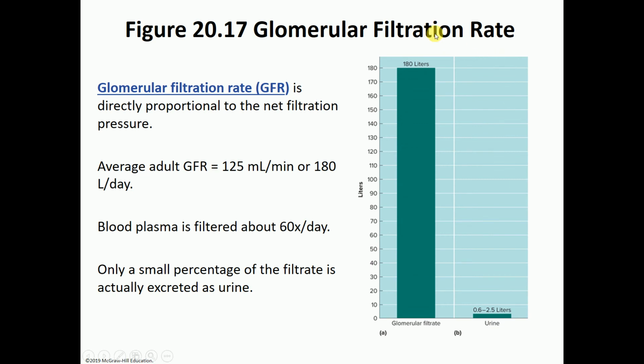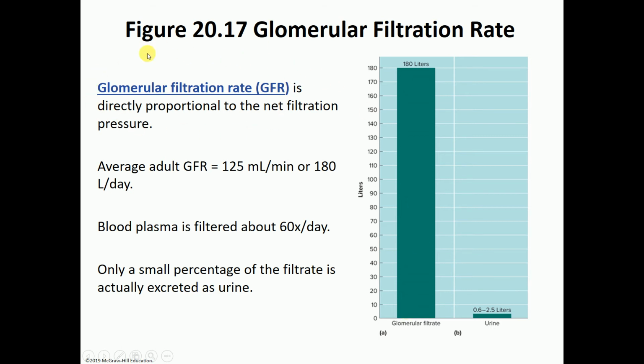Here you can see how much we filter per day. So about 180 liters are filtered every single day, but we really only urinate about 0.6 to 2.5 liters of urine per day. So the kidneys are going to reabsorb all of that filtrate back.